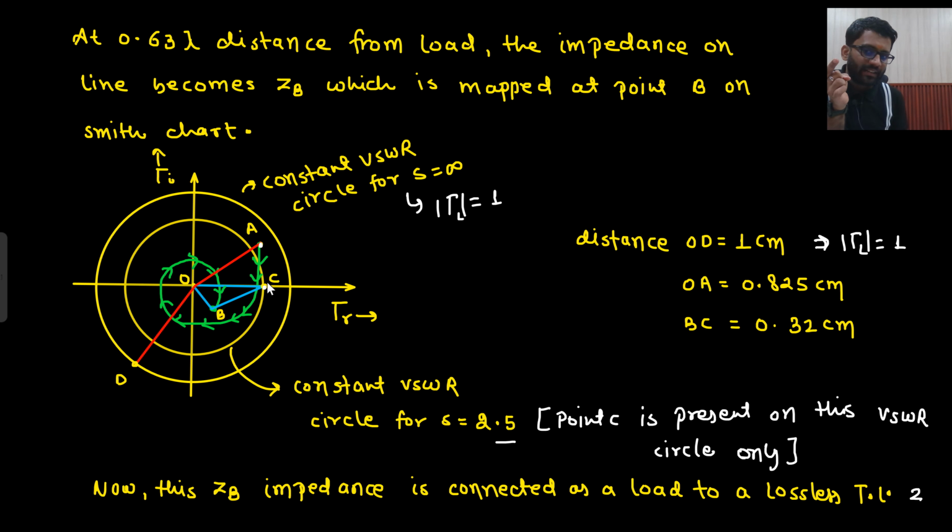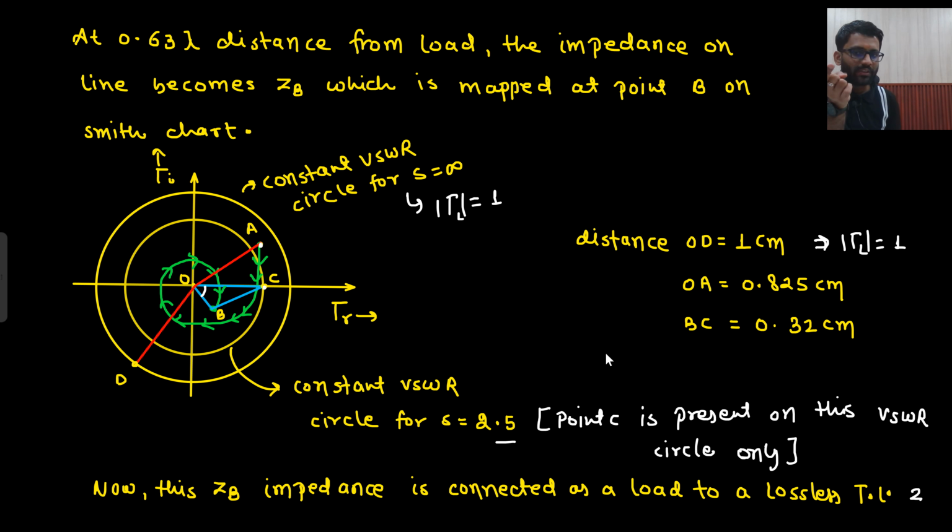Now, the BC length they have given. Can I get the OC length? Why am I getting the OC length? Because I need to find OB. How can I get OB? If I have the OC length, if I have the BC length, and also if I have this angle, then with these 3 parameters, OC, BC and this angle, I can get the OB length.